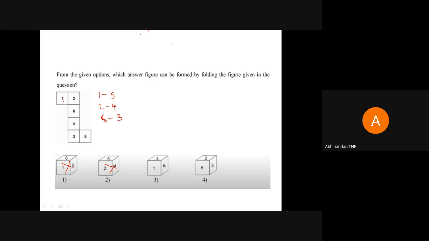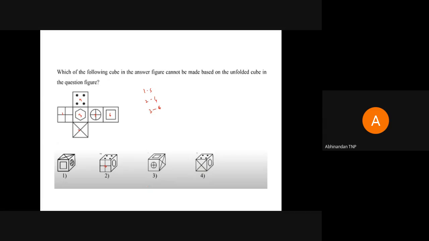6, what is the opposite of 6? It is 3. 3 is not there. What is the opposite of 4? It is 2, which means this is correct. Then 6, what is the opposite of 6? It is 3, but 3 is shown adjacent, which means this is not correct. So what is the proper form of the dice? The proper form of the dice is option number 3. 3 is the right answer. Okay, go for next.